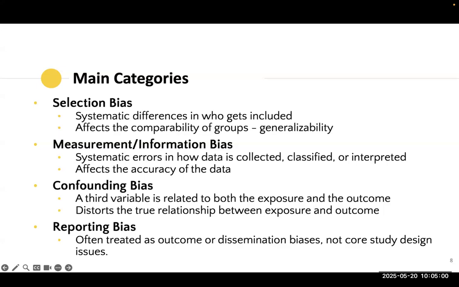So we have main categories for biases. The first one we have is selection bias. So selection bias, that's the systematic difference in who gets included in a study. And this speaks to generalizability. If you don't have a good selection, if you don't do that right, you can't generalize the results of your study. And that's what you want to do. You want to be able to generalize the results to the larger population.